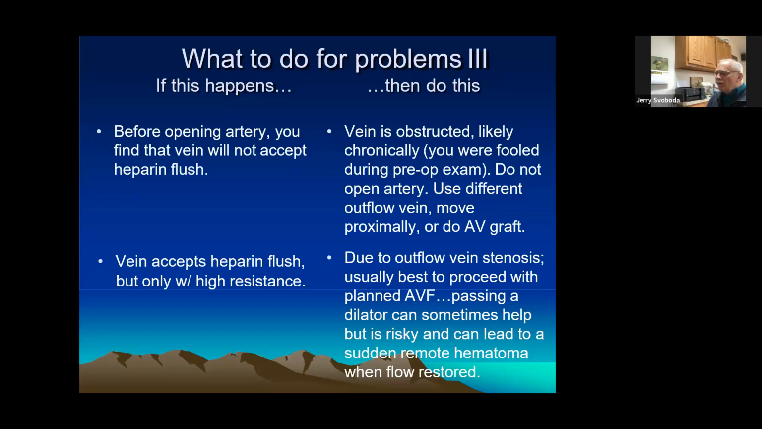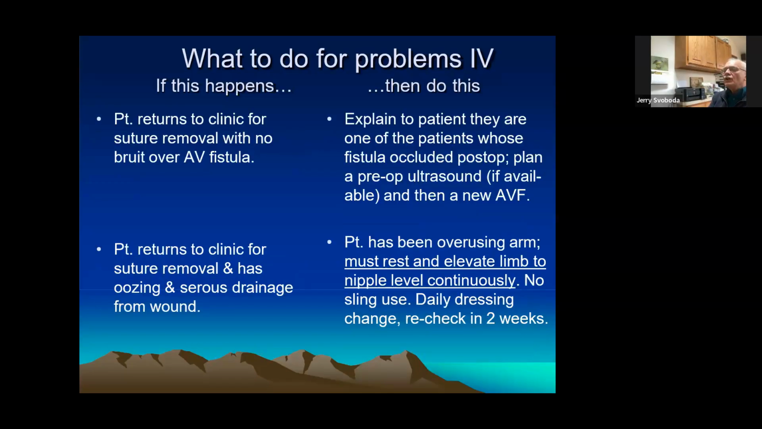I'm not trying to scare you, but it's best to proceed with a stenotic vein in my experience. What do you do when the patient returns to the clinic and the fistula was working when they left the hospital, but now there's no bruit? Remember that you explain the complications to the patient and their family. You tell them that they're the 1 in 10 patient in whom it didn't work, and you have to plan for a new AV fistula.